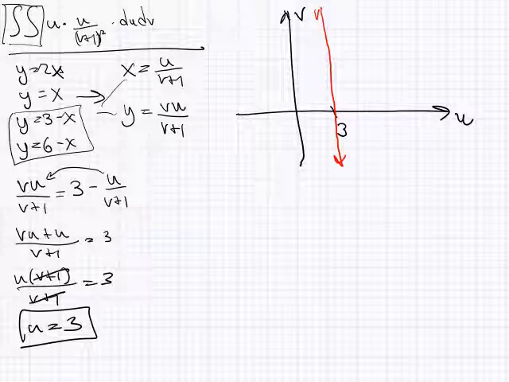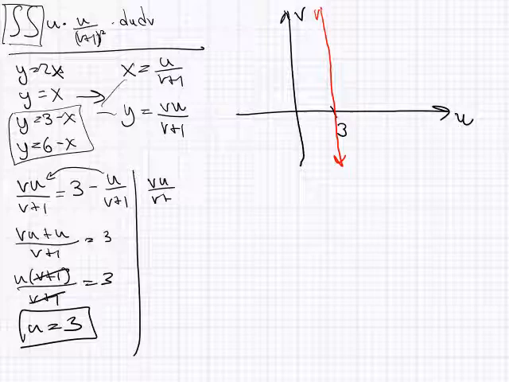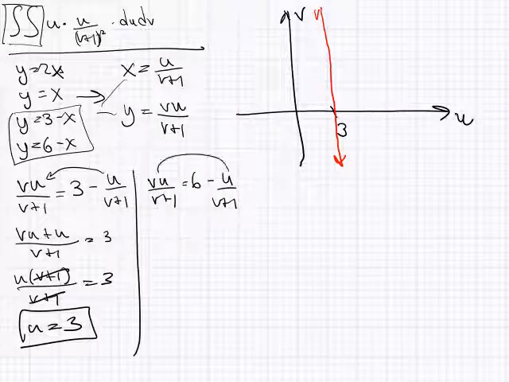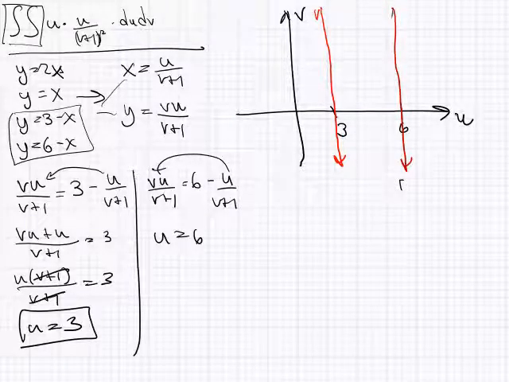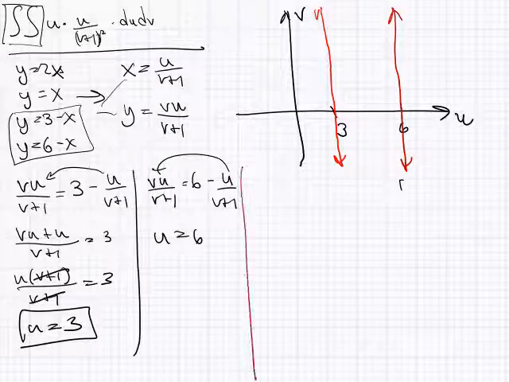All right, let's keep moving. Let's try the other one. So y equals 6 minus x. Well, you probably assume that the same thing is going to happen. So y is u times v over (v plus 1), and you have 6 minus u over (v plus 1). In which case this is going to add over, all the same stuff's going to happen. I'm going to get u equals 6. So if u equals 6, here is that vertical line, u equals 6. Okay.